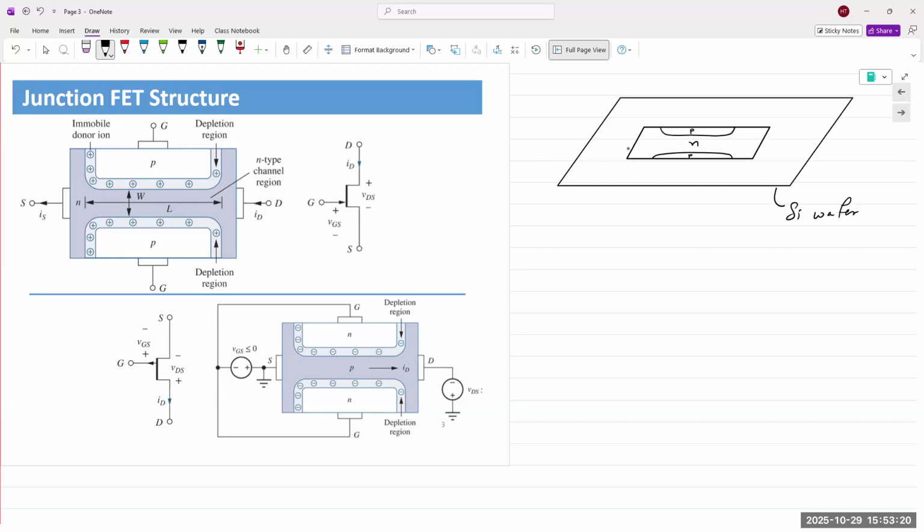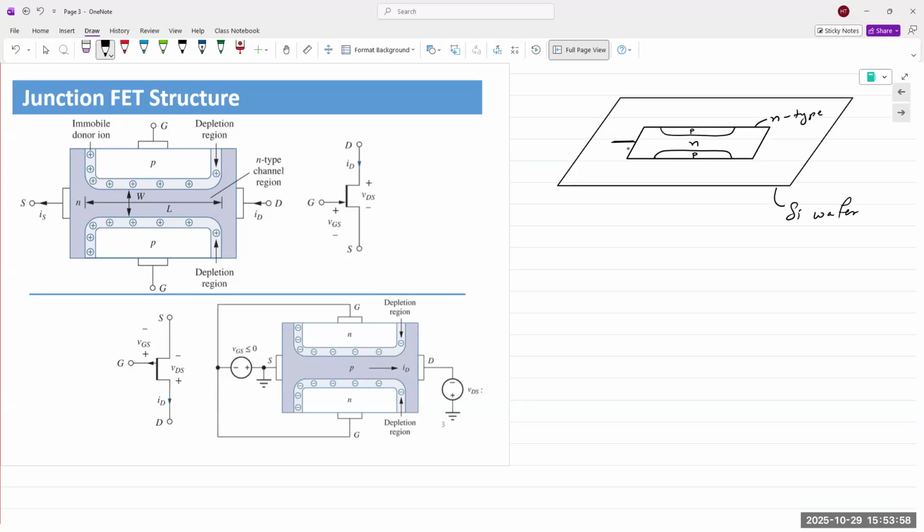And this is N-type. So the space in the middle is the channel that permits the carriers to flow through. In this case, if you have P-type material on either side, you have an N-type material in the middle. The structure is made out of N-type material, so the channel is N-type. Okay, this entire structure is made out of N-type material.